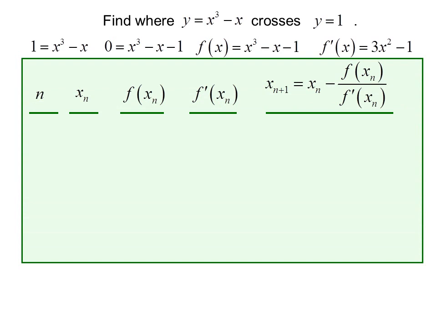To use Newton's method, we're going to construct a table. First, after 0 iterations, x is our first guess, and I'm going to guess 1. F of x sub n is negative 1, and I got that by putting 1 into the f of x equation. F prime of x sub n is 2, and I get that by putting 1 into the f prime equation.